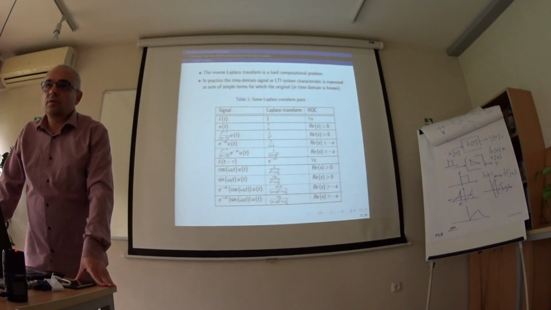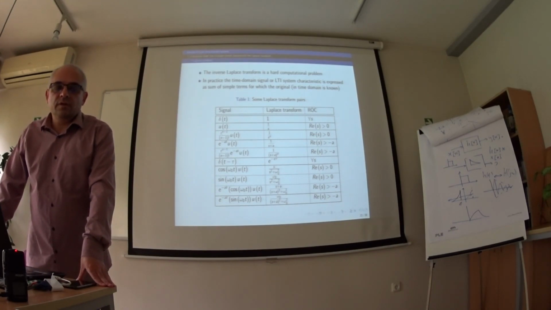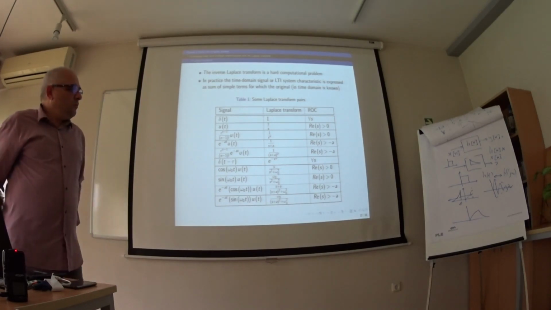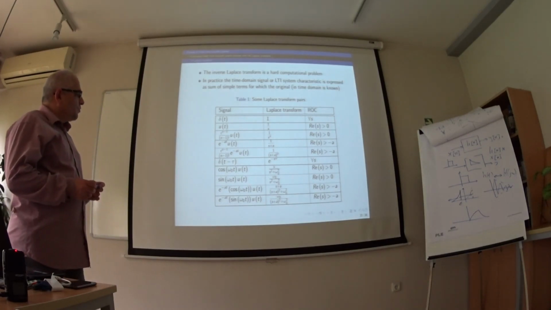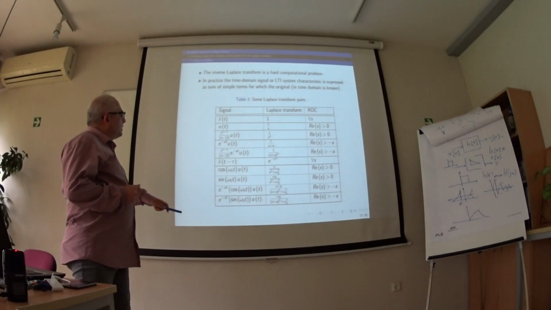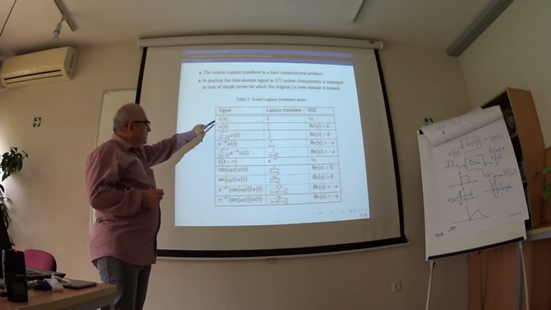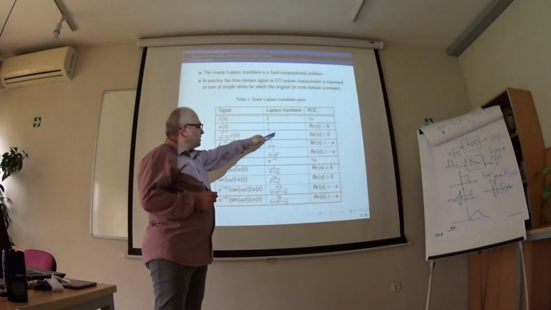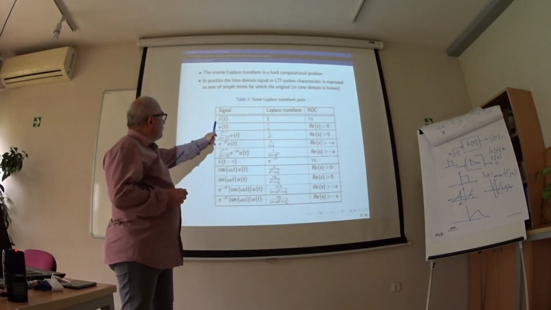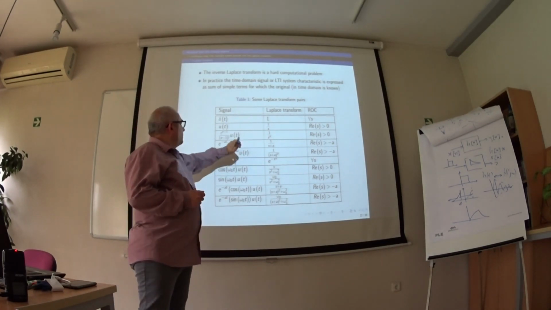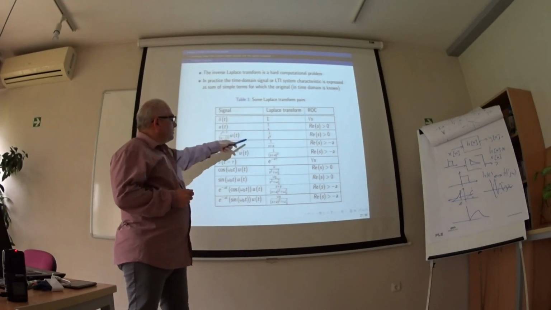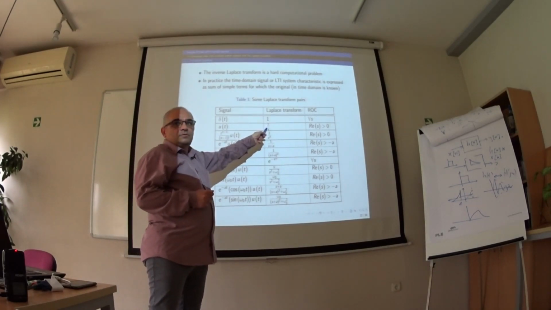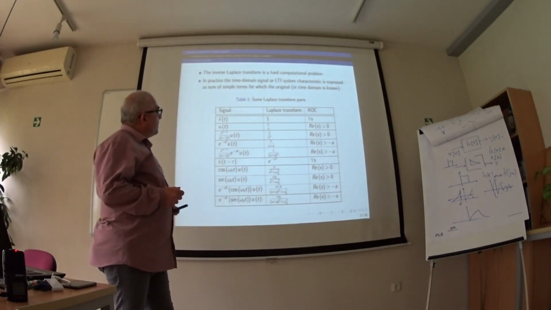When we want to get back the signal in the time domain from its Laplace domain, we usually consider this table. Here we have our signals in the time domain and their Laplace transforms. As you can see, for delta, the Laplace transform is 1. For the step function, the Laplace transform is 1 over the Laplace operator, and so on.